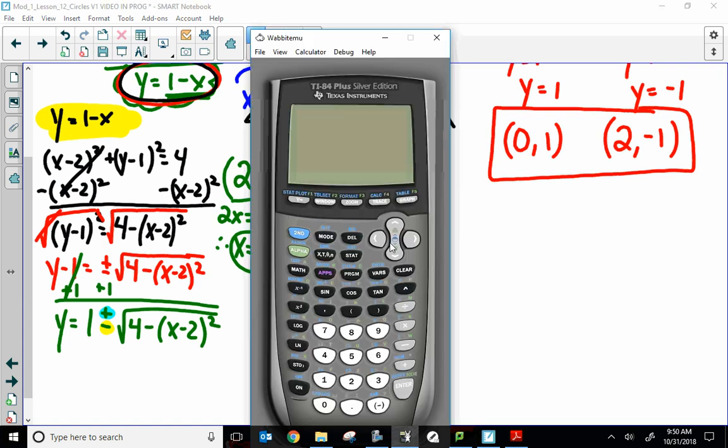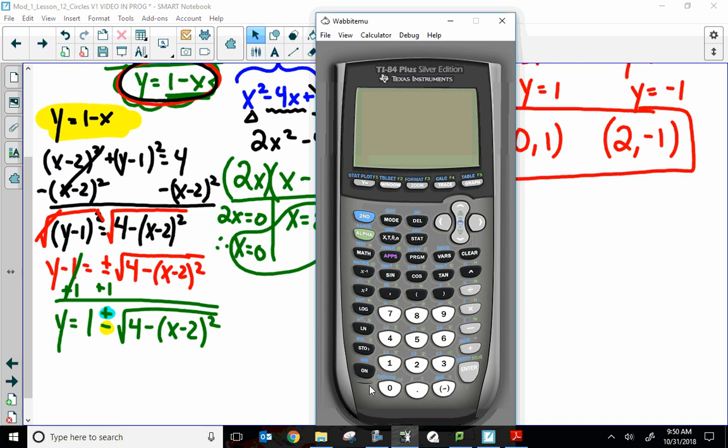So I'm going to go down here. I'm going to turn this bad boy on. Oh, look at our graph. That's nice. I'm going to clear this. Second plus 7, 1, 2. Go to y equals. My first equation, 1 minus x. Good. My second equation, I'm going to do the plus first. 1 plus this whole monstrosity.